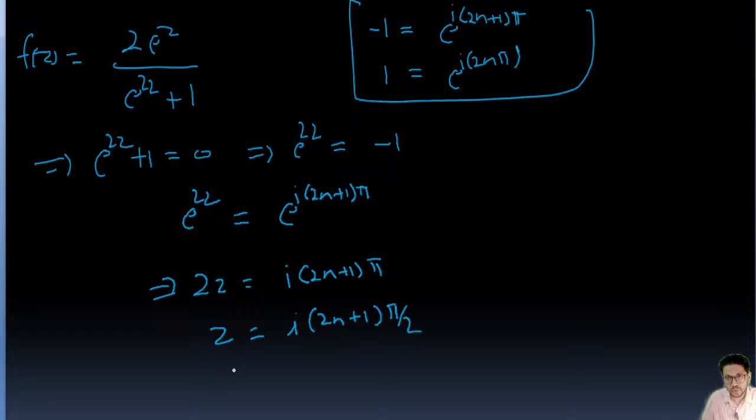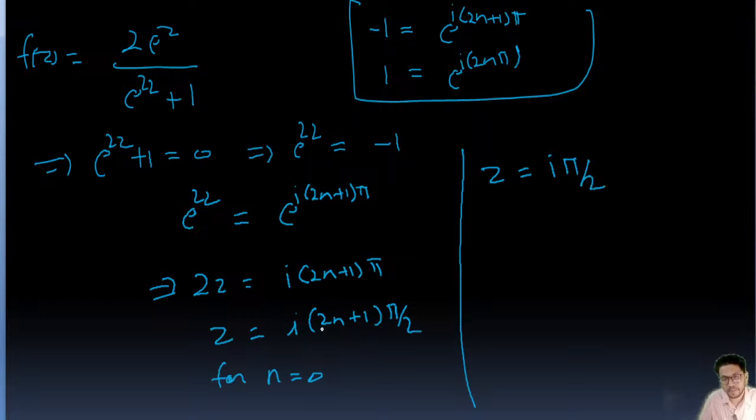Okay, so from here for n equal to 0, I'm writing here for n equal to 0, z is going to be i pi by 2, because this one n equal to 0, right? So i pi by 2, and now we'll find mod z. Mod z value is pi by 2, right? So that is mod z, and that is the radius of convergence. So radius of convergence is mod z, that is pi by 2.